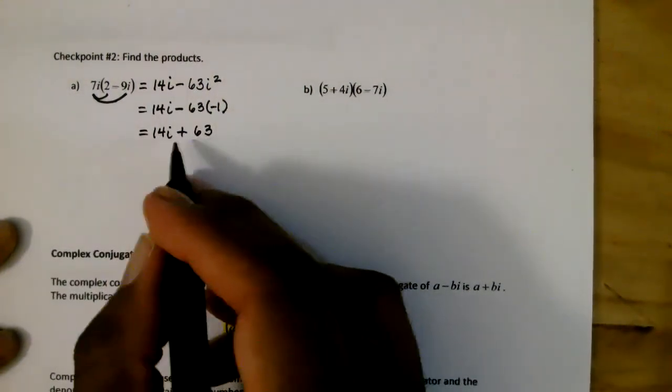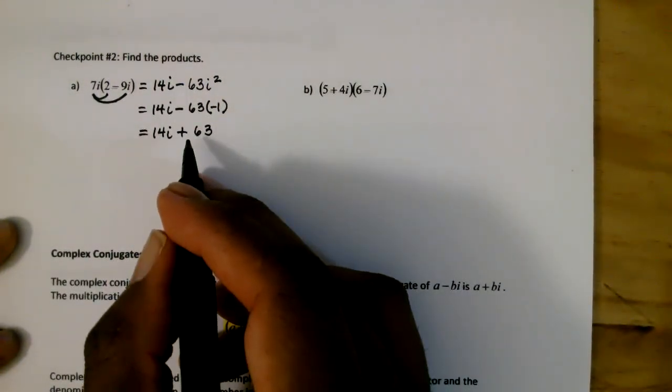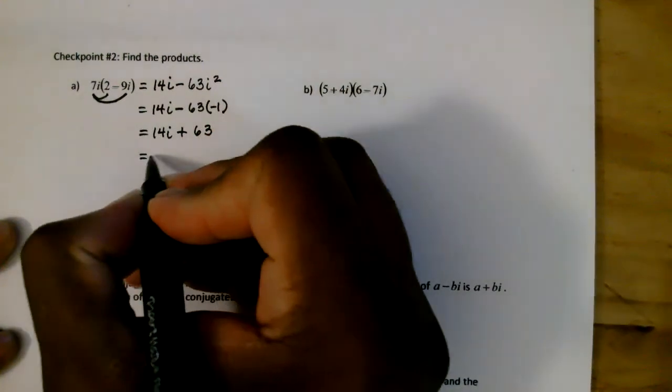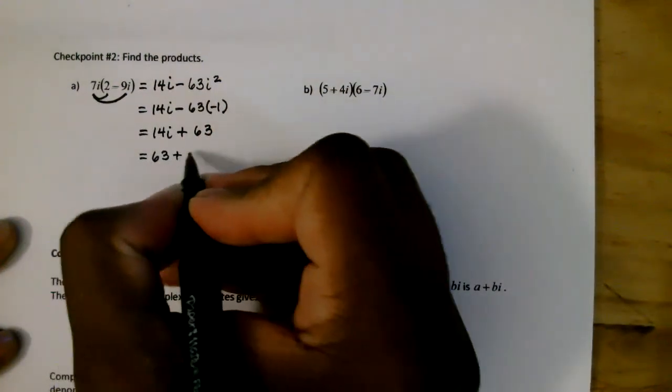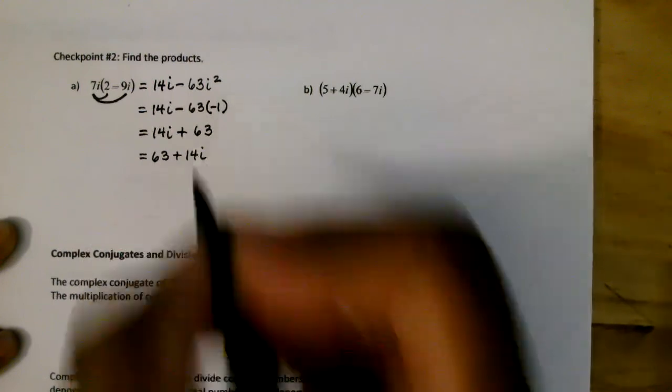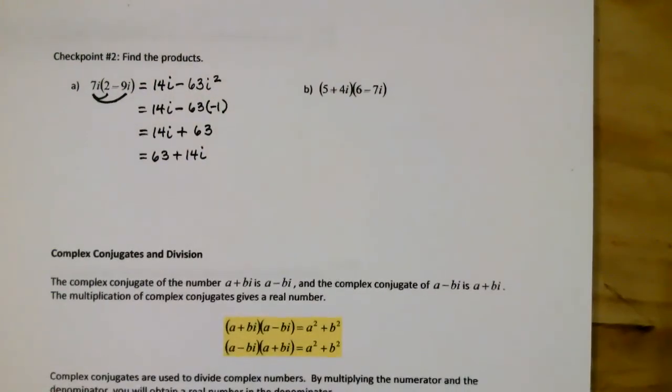Now, if you were to enter this in MyMathLab, they would count that wrong because it's not written in standard form. Standard form means that the real part is in front, that's the 63, and then the imaginary part is behind it, the plus 14i. So your final answer there should be 63 plus 14i. That's the answer that they want because it's got to be in standard form.